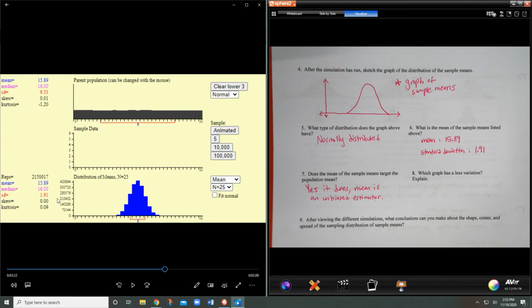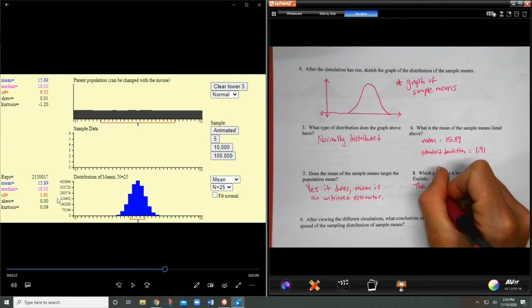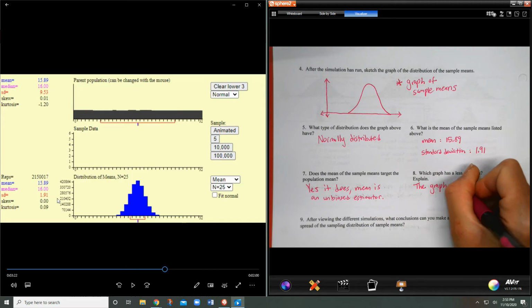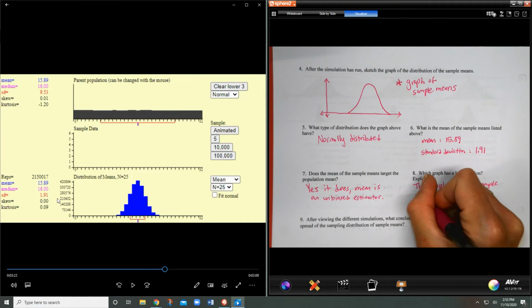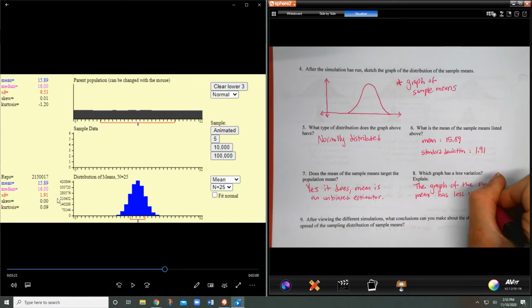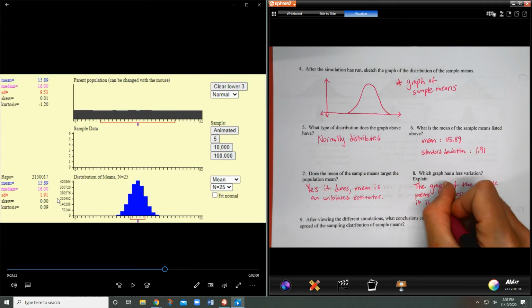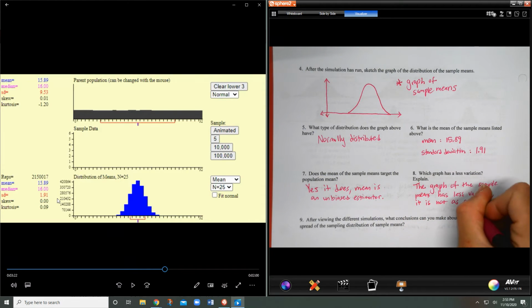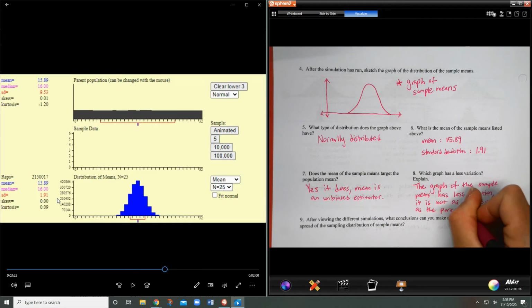Which graph has less variation? The graph of the sample means has less variation. It is not as spread out as the parent population or parent graph.